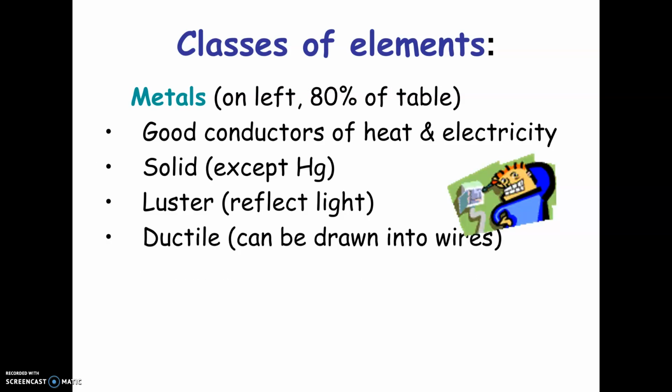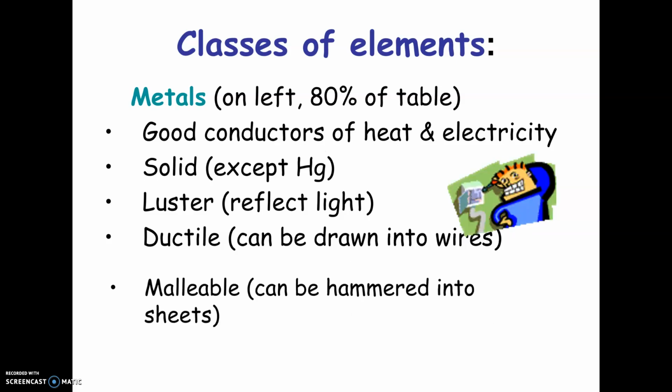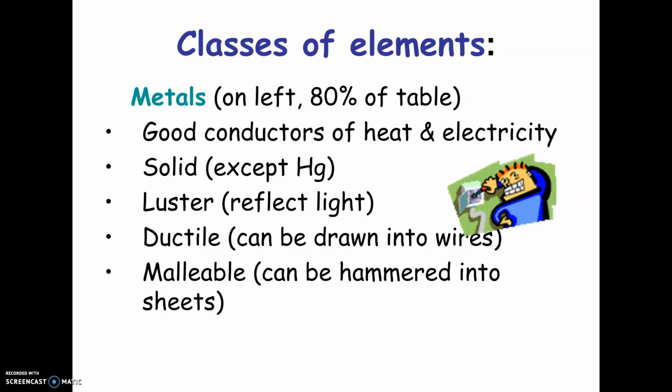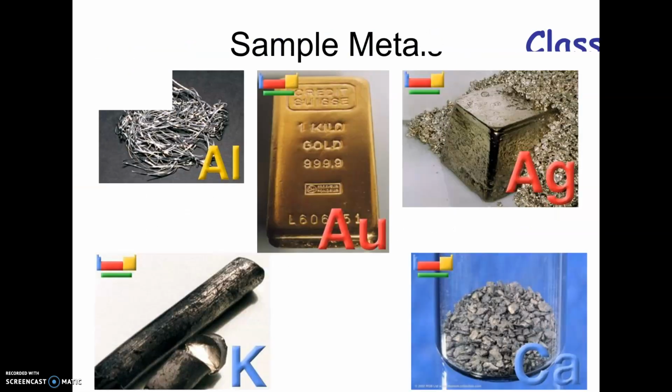They're ductile, which means that you can draw them into wires, like think about copper wire, for example. And they're malleable. You can hammer them into sheets. You can bend them. They're flexible, rather than, say, being brittle where they crack. And these are some examples.